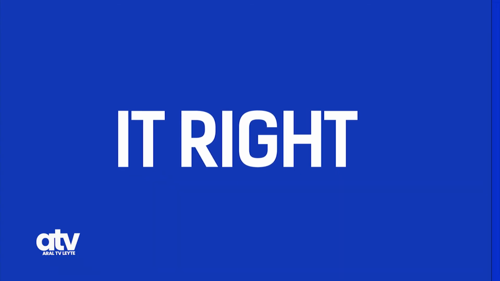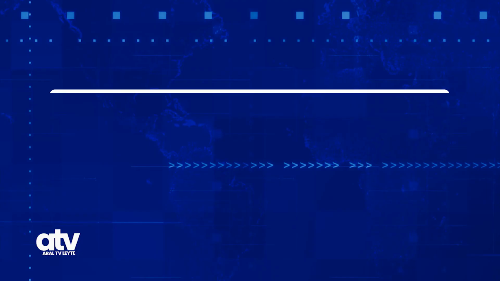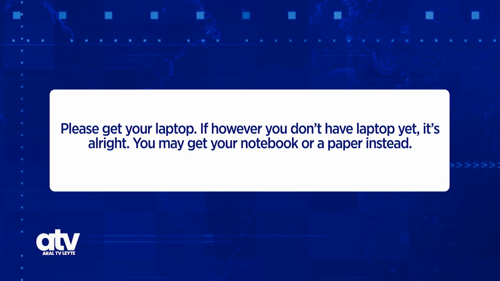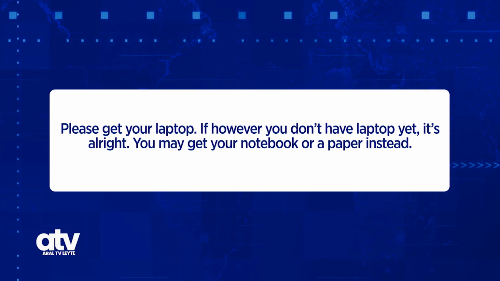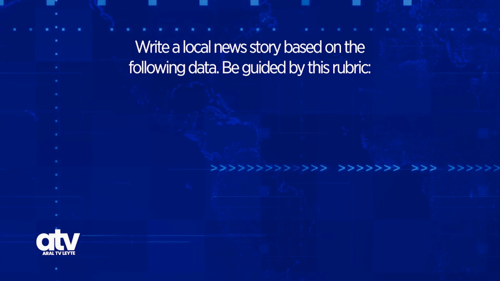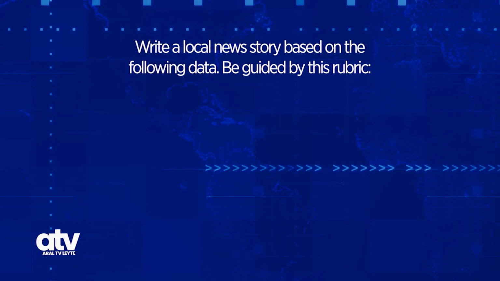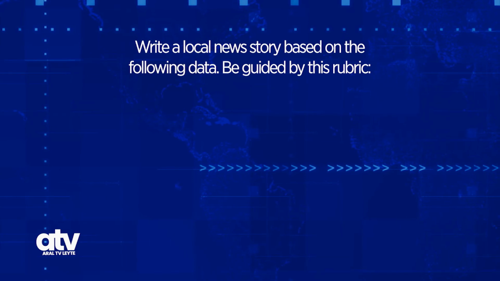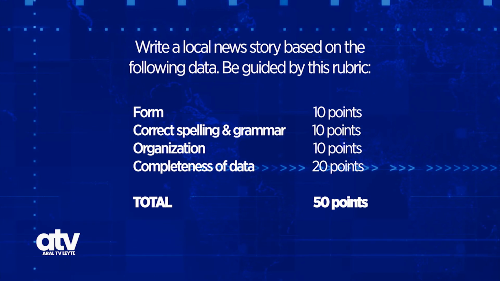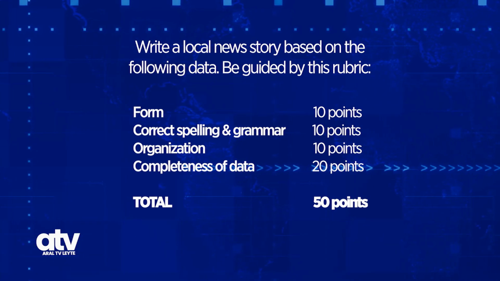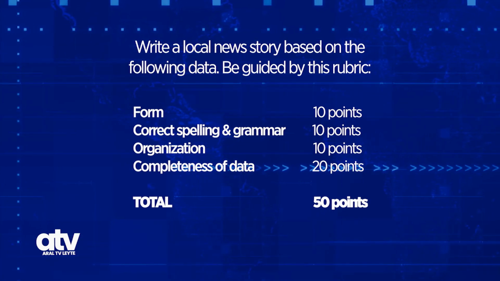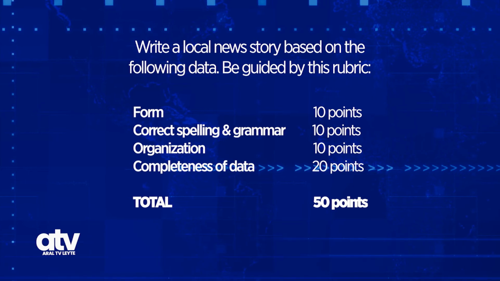The activity is Write It Right. Please get your laptop. If, however, you don't have laptop yet, it's all right. You may get your notebook or a paper instead. Write a local news story based on the following data. Be guided by this rubric. Form, 10 points. Correct spelling and grammar, 10 points. Organization, 10. Completeness of data, 20. Total, 50 points.